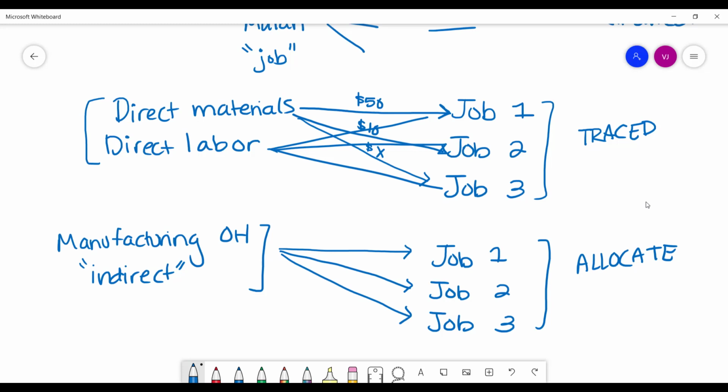So the main idea I'm trying to get across, at least here, is that direct costs, including direct materials and direct labor, are traced to their cost objects, and in this case to their jobs. But manufacturing overhead is allocated, not traced, to each job based on the allocation base that the company chooses to use.